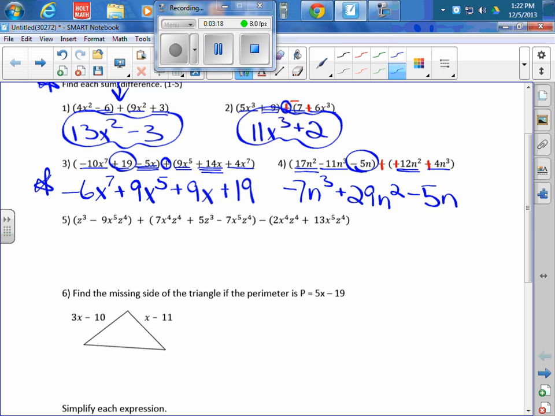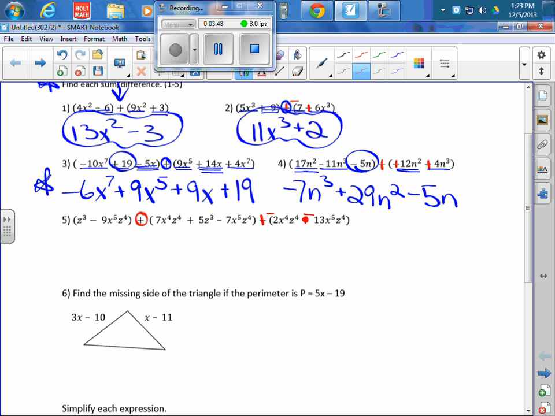So now number 5, it's now 3 different polynomials here. This one's already addition, so we don't change anything with the second parentheses, but this last parentheses we do. We're going to make that a plus sign, and then change the signs of all the things inside. So it's a negative 2x to the 4th, z to the 4th, and a negative 13x to the 5th, z to the 4th.